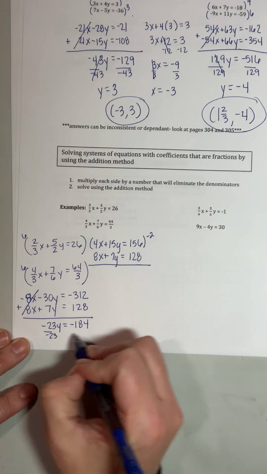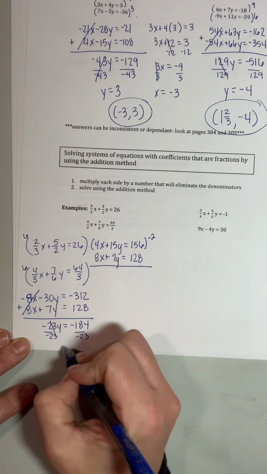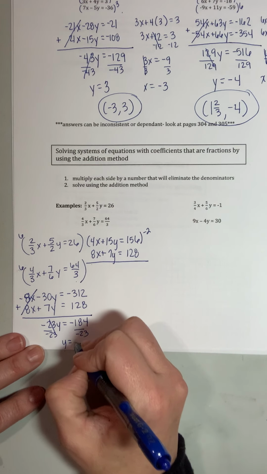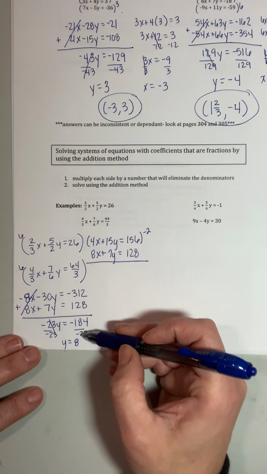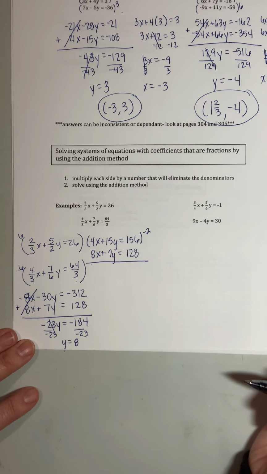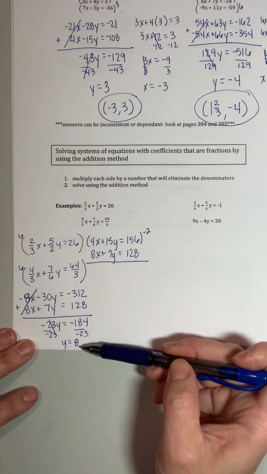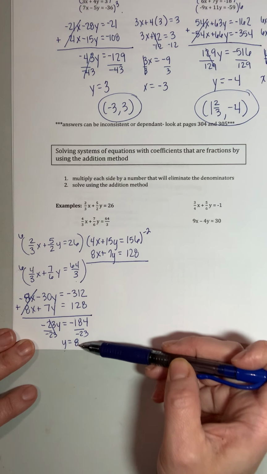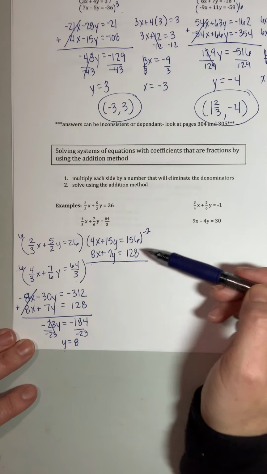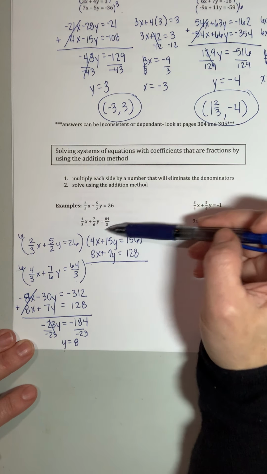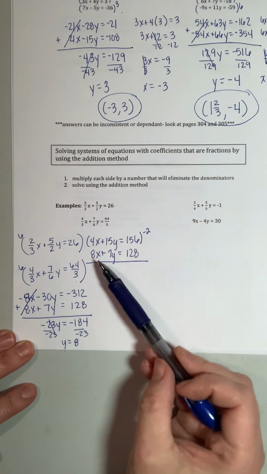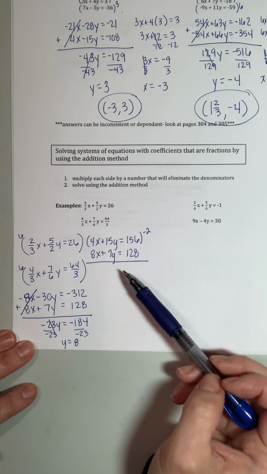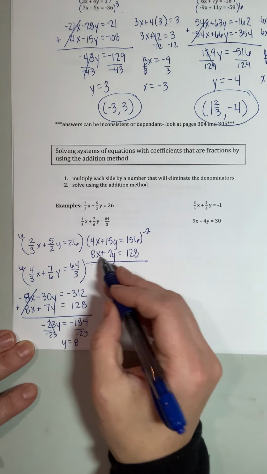Divide both sides by -23. It actually goes in evenly. 8 times, and a negative divided by negative is a positive. Okay. Now that I have my y is 8, you're going to plug it back in. But here's the thing. Don't plug it into the one that has fractions in it and make it difficult on yourself. Plug it into one of these that's nice and clean. Let's use the bottom one.